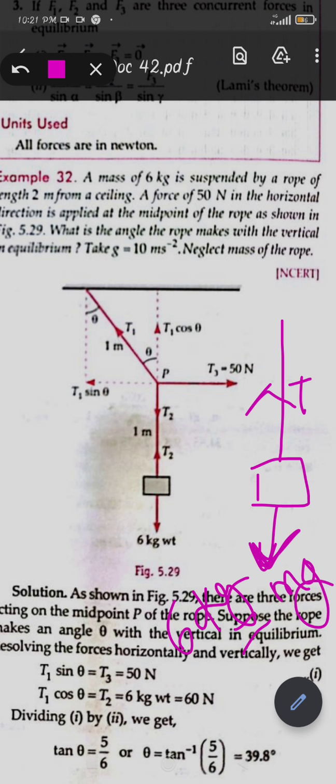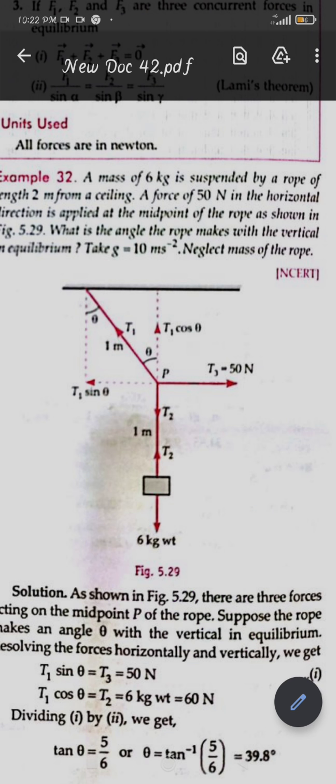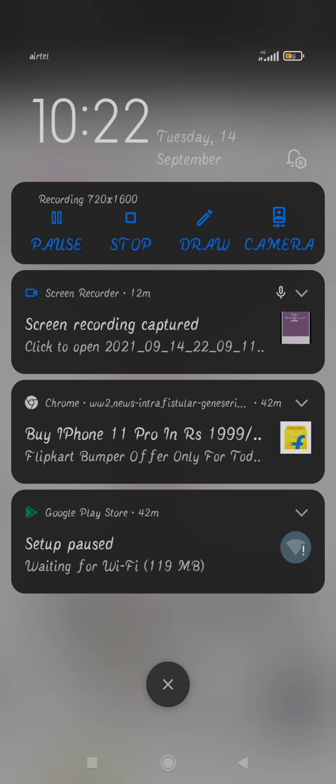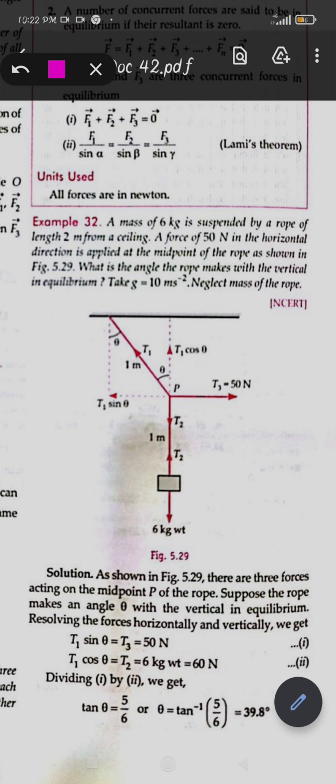Now the next thing: a force of 50 Newton in the horizontal direction is applied at the midpoint of the rope. Let this be the midpoint, that is at 1 meter, because the 2 meter is the rope's length. So what is the angle the rope makes with the vertical in equilibrium? We are taking g as 10 meter per second square.